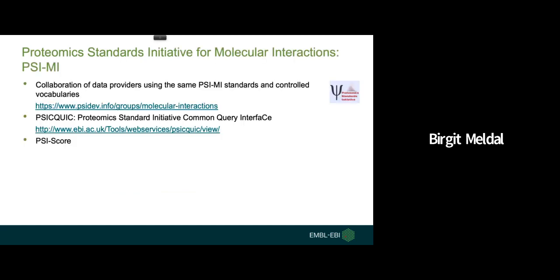So the first initiative was the Proteomic Standards Initiative for Molecular Interactions, also known as PSI-MI. The PSI-MI initiative created the community standards and controlled vocabularies that we're using to this day. And it created PSICQUIC, the Proteomic Standards Initiative Common Query Interface. And through this Common Query Interface, we can also give you the PSI score, which is the equivalent of the MI score, but across all services in PSICQUIC.